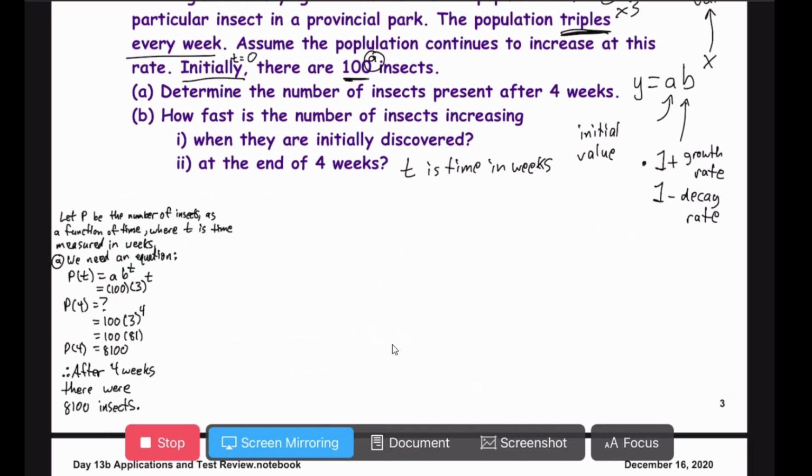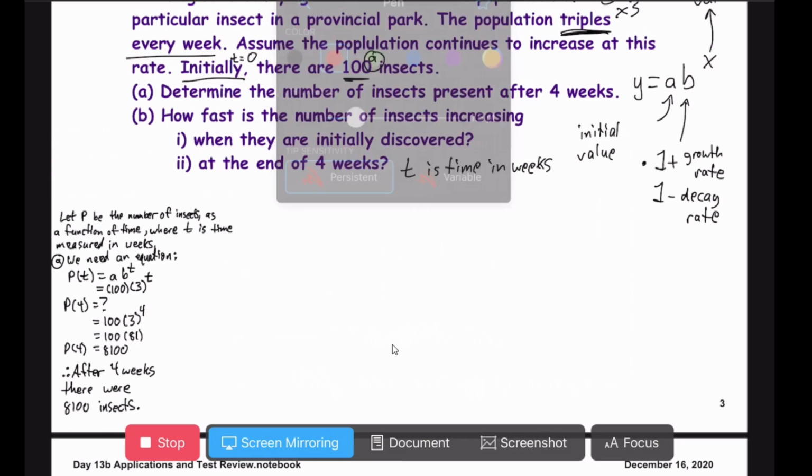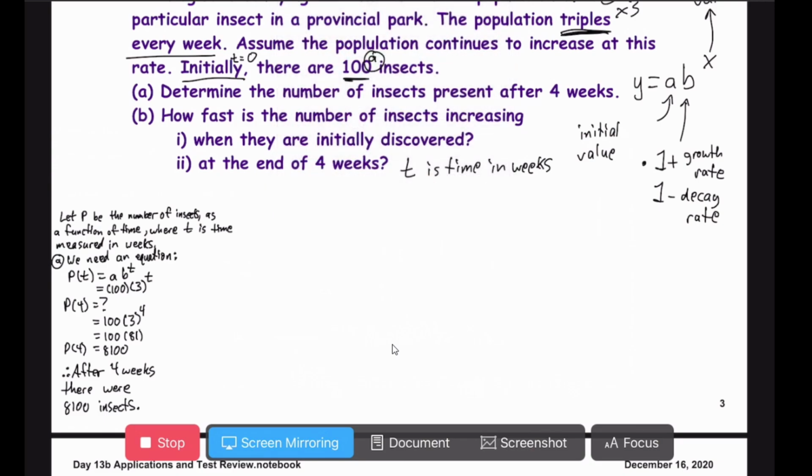All right, with that moved out of the way, let's switch colors and let's try B. So B asks, how fast is the number of insects increasing? So what's our key word here? We want to know how fast is something happening. In other words, they want to know the rate at a specific point in time. So maybe that's the instantaneous rate of change. How do we find that? Well, we're going to use our good friend calculus. And specifically, we're going to use the tool called the derivative.